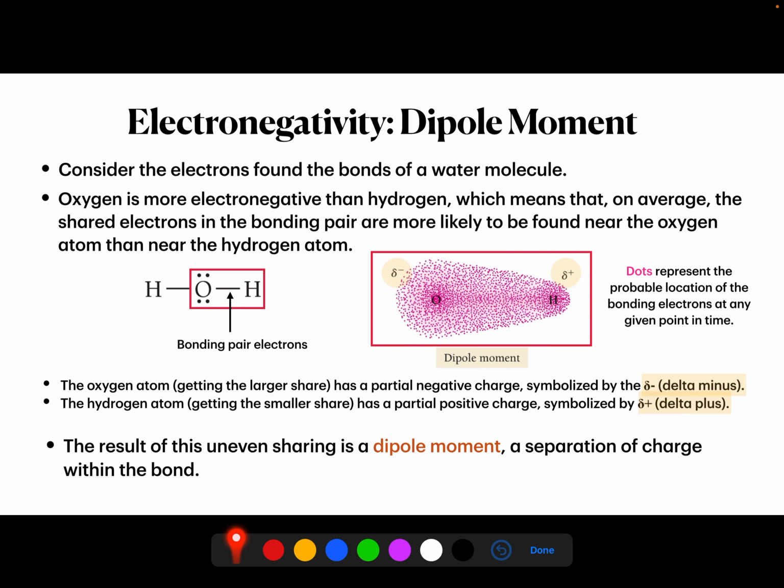Okay, so this uneven sharing is what's called a dipole moment. A dipole moment is an uneven sharing of electrons in a bond.